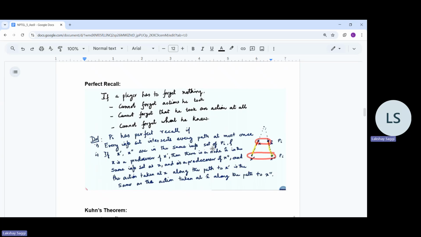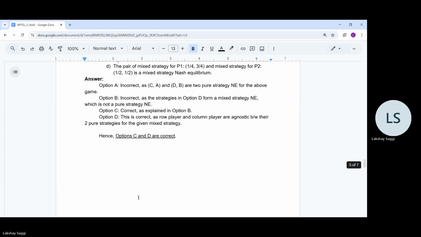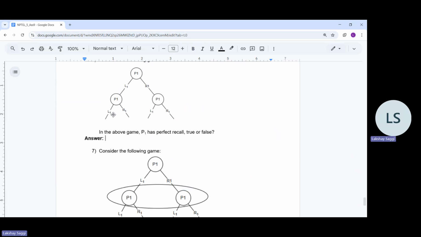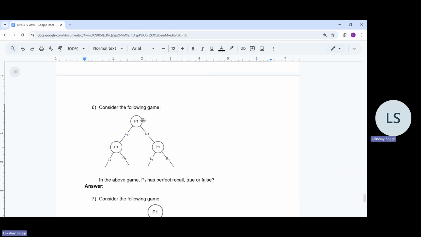So what this means is that if a game always has only singleton information sets, which exactly means a game with perfect information, there is always perfect recall. And this kind of makes sense also. In a game with perfect information, every player knows everything, and what this means is that every player remembers everything also, right? So here P1 will indeed have perfect recall.